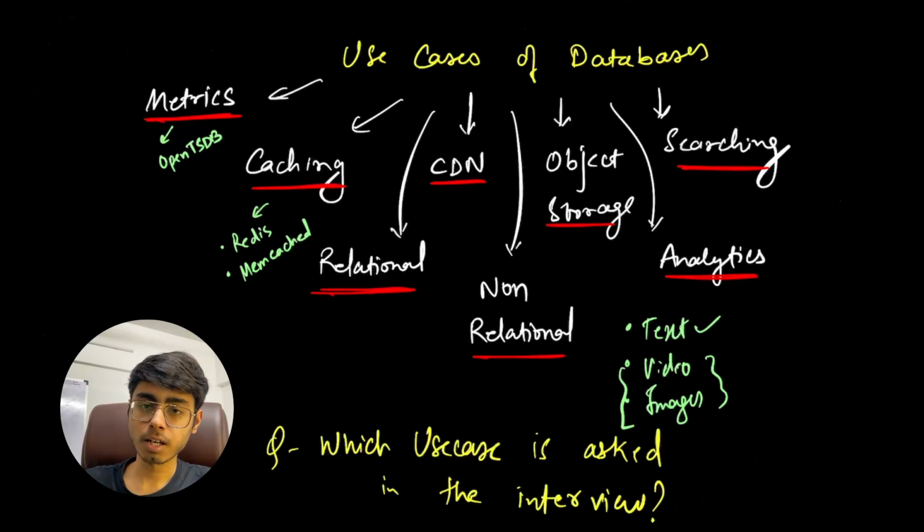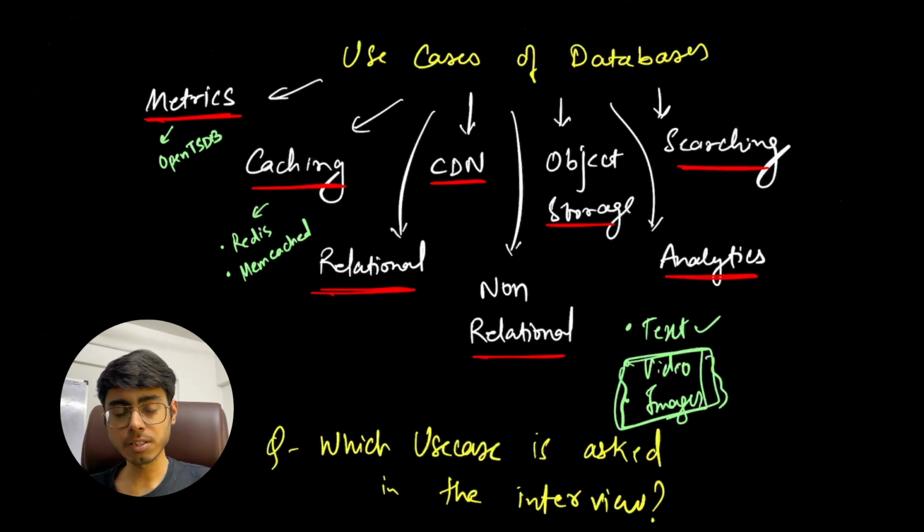Videos and images are actually called objects, right? Files are called objects, right? So there are actually file storage databases, object storage databases, and blob storage databases, but we are seeing object storage databases. Videos and images you can store in object storage databases. Some examples are Amazon S3 buckets, or if you're a beginner, you might know about Firebase storage.